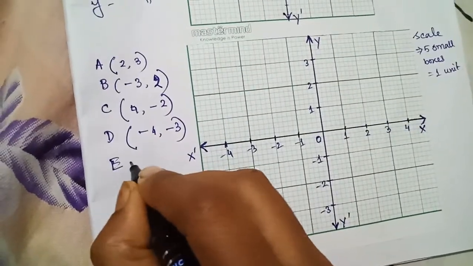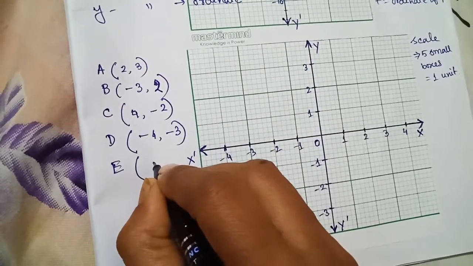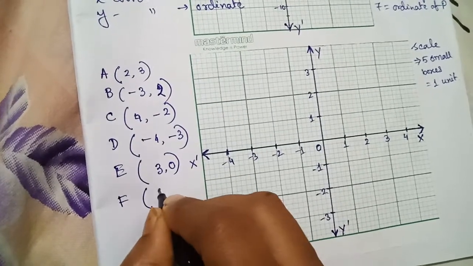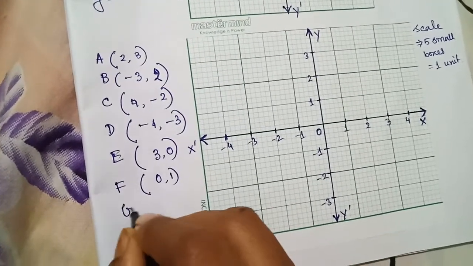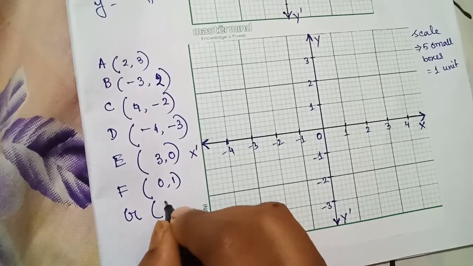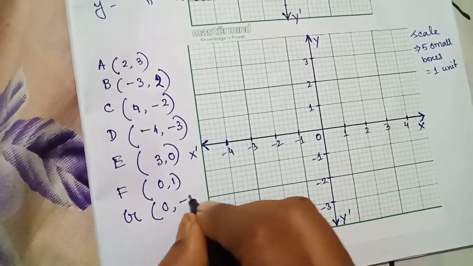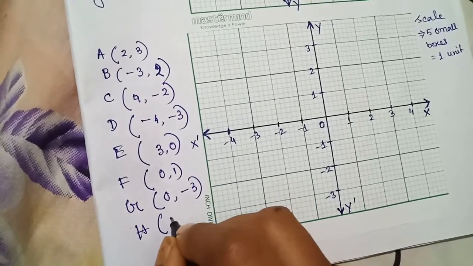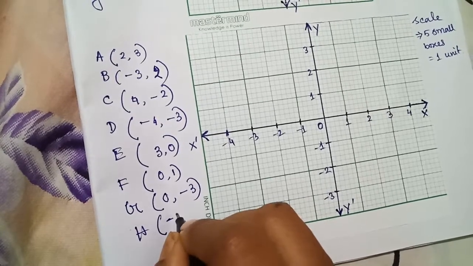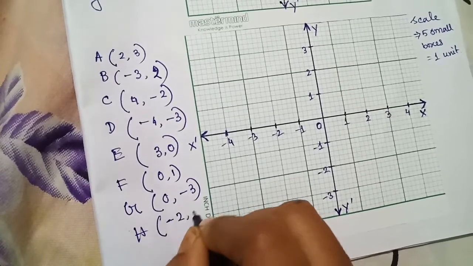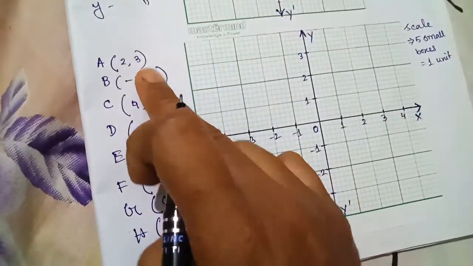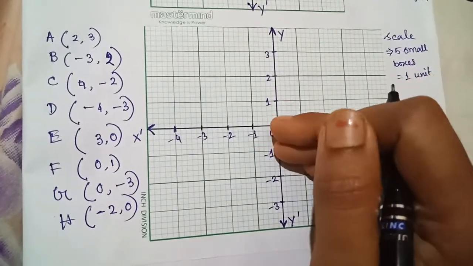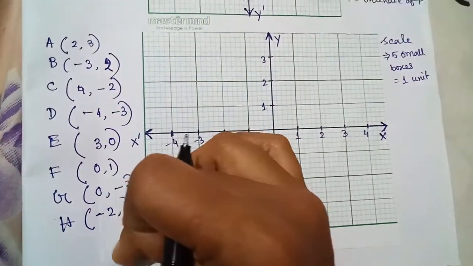Then I'm taking 3 comma 0. F I'm taking 0 comma 1. G I'm taking 0 comma minus 3, and H I'm taking minus 2 comma 0. Okay, so these are 8 points that I have taken. Gradually you will understand why I have taken these 8 points.